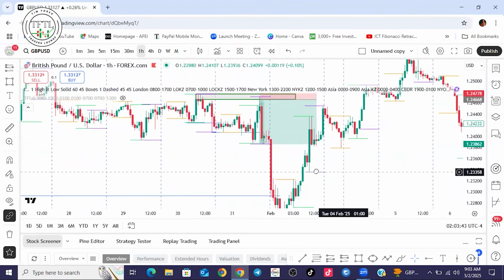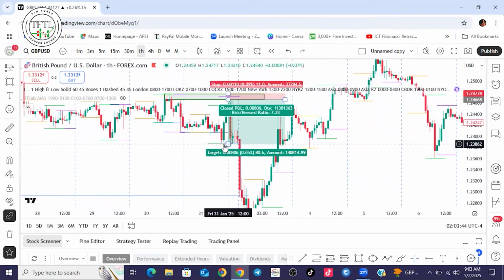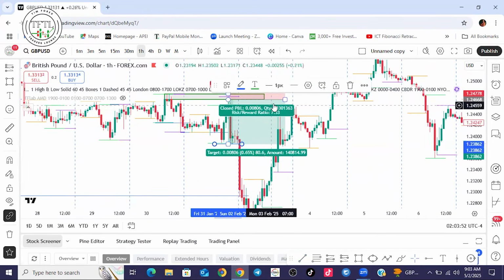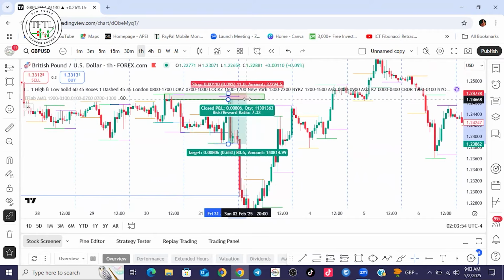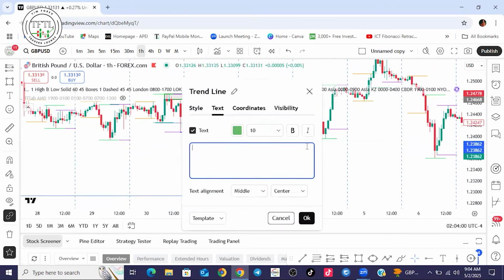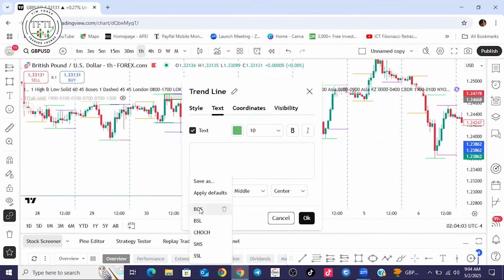So then look again at this particular point. We have the price that creates the BOS here. So we have that break of structure. We can push these to the side. It was a successful trade. So the price created a BOS at that particular point.